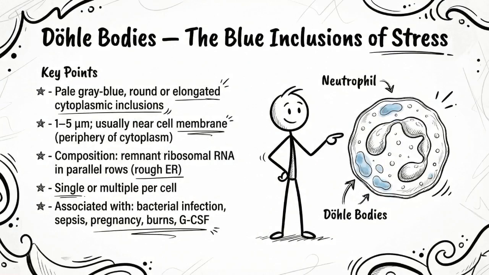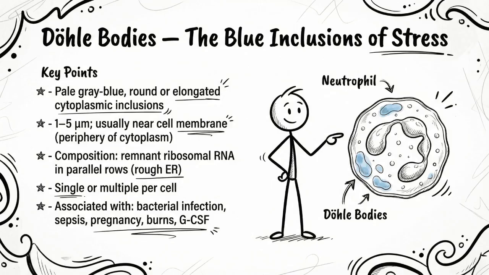Following on the heels of toxic granulation, we have Döhle bodies. These are pale gray-blue, round or elongated inclusions in the cytoplasm of neutrophils, usually hanging out near the cell membrane. Think of them as little remnants of ribosomal RNA, essentially leftover rough endoplasmic reticulum from a cell that was produced in a hurry. It's like the cell was rushing to get to work and left its tools out.